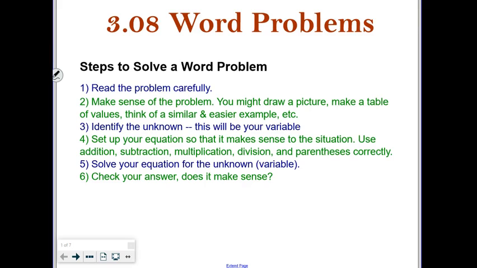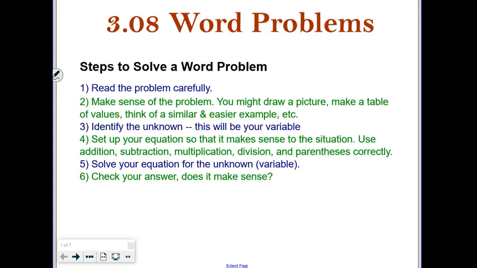This section is 3.08, word problems. It's the last section of Unit 3. So when we're looking at a word problem, I think it might be helpful to break it down into some steps so you know you have a place to start. And step one is just read the problem carefully.